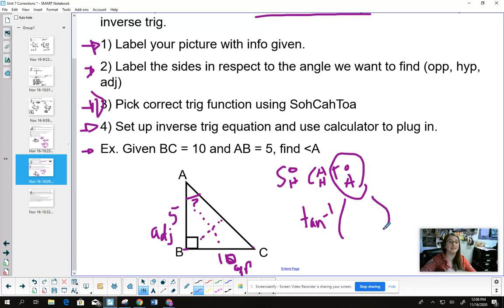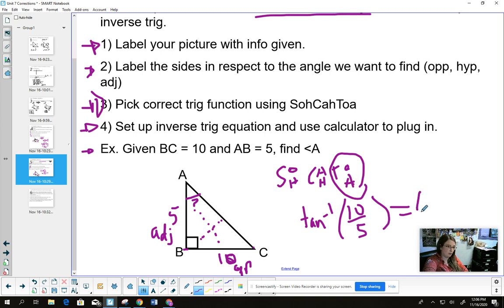And then, because this is inverse, things are switched. Normally, the angle is here, but because we have inverted things, we switch them. So the fraction's going to go here, which is opposite over adjacent, which had to be 10 over 5. It cannot be 5 over 10. You will get a different answer. And then we just go straight to our calculator.